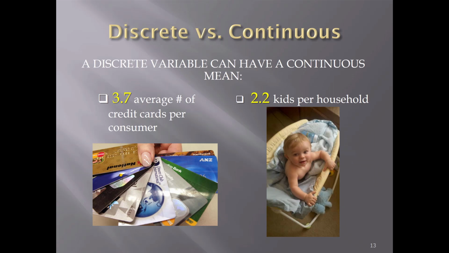One thing to note though about discrete versus continuous, a discrete variable can have a continuous mean. So when you calculate the average number of credit cards per consumer or average number of kids per household, average number of siblings, average number of Facebook friends, you will have possibly a fraction, so 3.7 or 2.2. So that's just a note. Even though you see something like 3.7, if it's an average, it still could be a discrete variable.